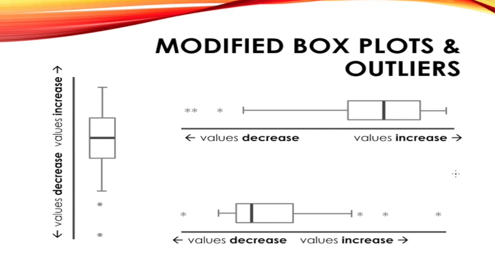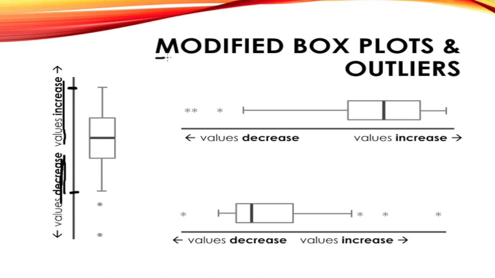Now, the other thing we did not discuss in the last video was this idea of vertical box plots and modified box plots. Notice that this is exactly the same as the previous slide. The only difference is that it is vertical. Now, as you go higher, the values increase. That means this number is bigger than this number, because when they go down, they decrease.